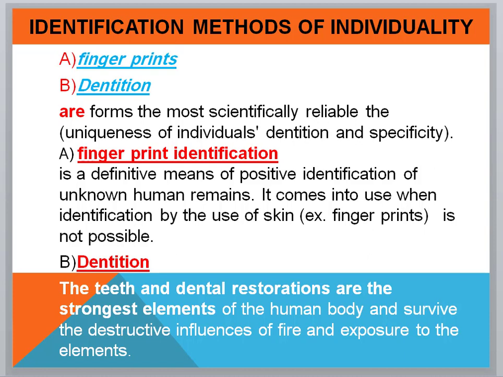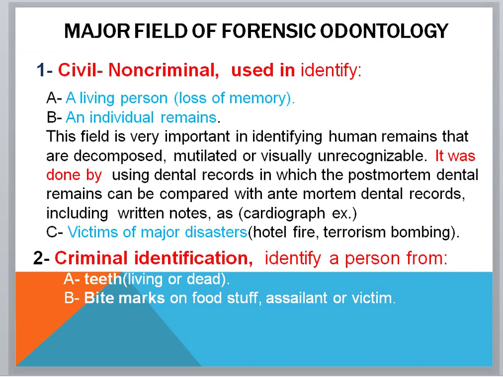Number two, dentation. In addition to fingerprint identification, we come to dentation. The teeth and dental restorations are the strongest element of the human body and survive the destructive influences of fire and exposure to the elements. Now let us come to the second important slide, which clarifies the major fields of forensic odontology.